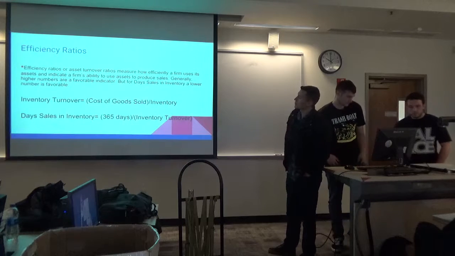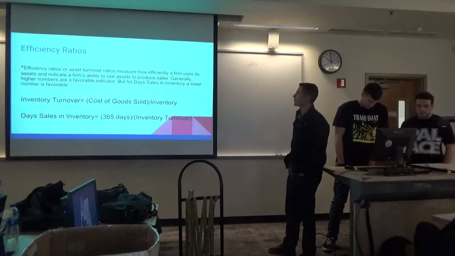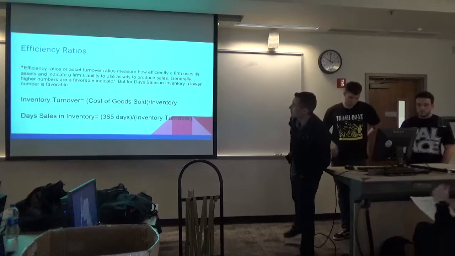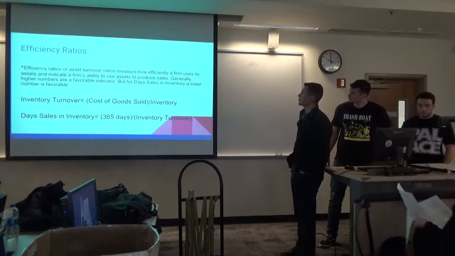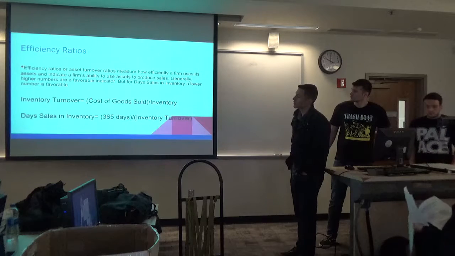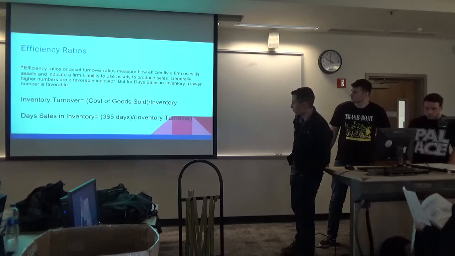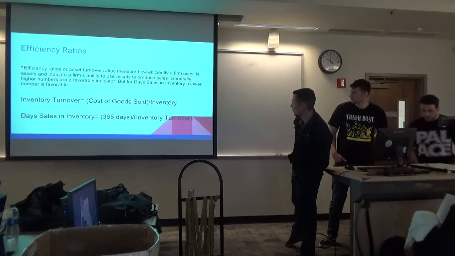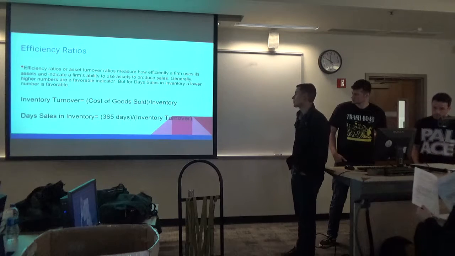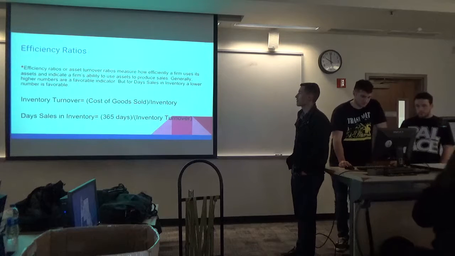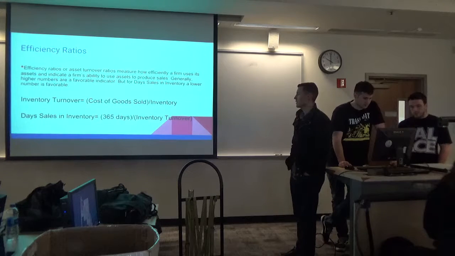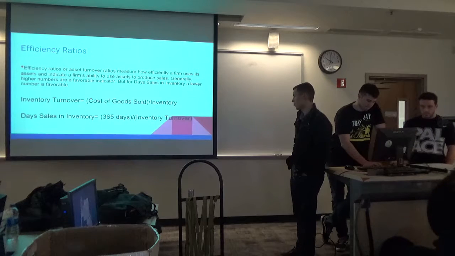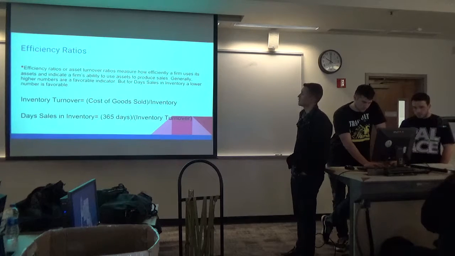Efficiency ratio. The efficiency ratio or asset turnover ratios measure how efficiently a firm uses its assets and indicate a firm's ability to use assets to produce sales. Generally, higher numbers are favorable indicators, but for days sales in inventory, a lower number is favorable. So inventory turnover is cost of goods sold over inventory. Days sales in inventory is 365 over inventory turnover.